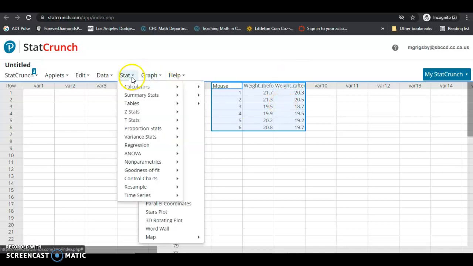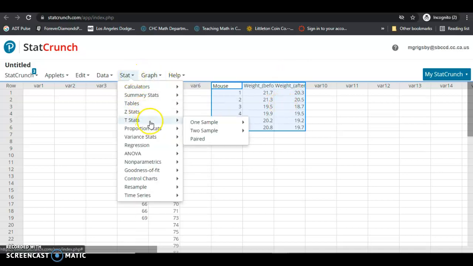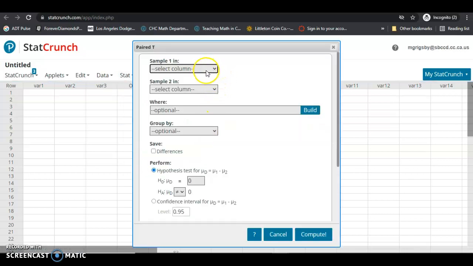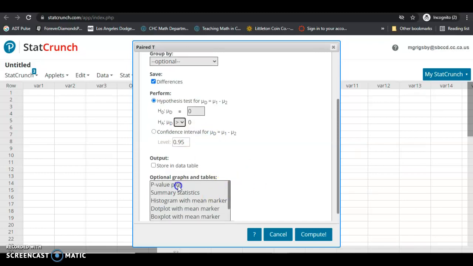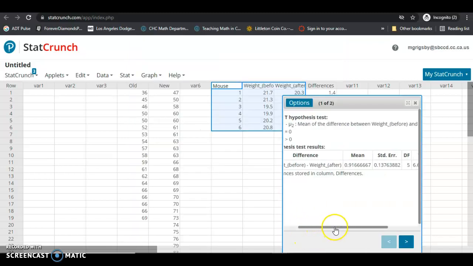What we do is we go to stat, t-stats, and because we're dealing with paired data, we're going to select paired. Sample 1 is in the before weight column, and sample 2 is in the after weight column. We can save the differences, but we don't have to do that. Then we select the appropriate symbols for the null and alternative hypotheses, leaving these both as 0, so this would be greater than. We can do a p-value plot, but that's not necessary. And then in the next video we'll go back and answer the remaining questions in this problem.